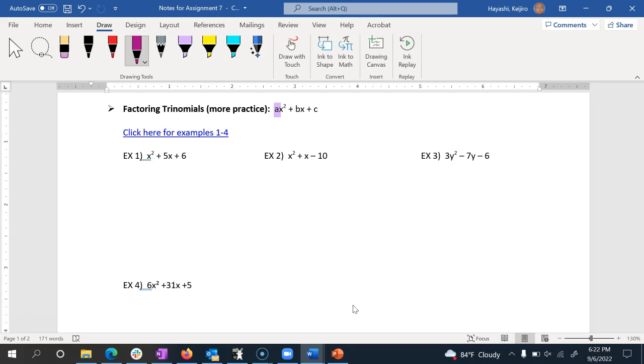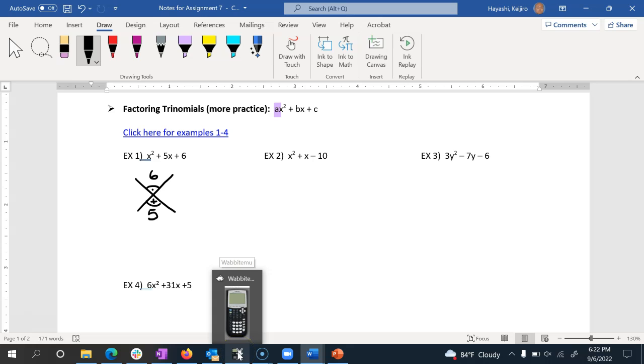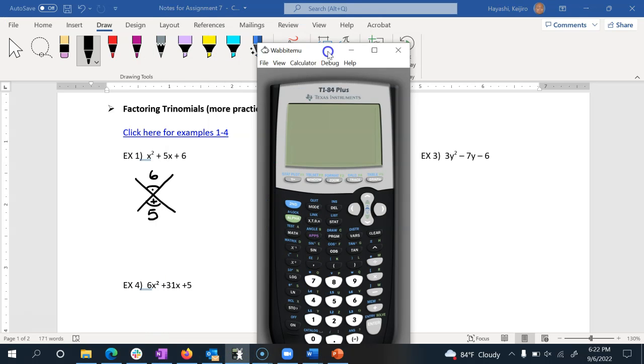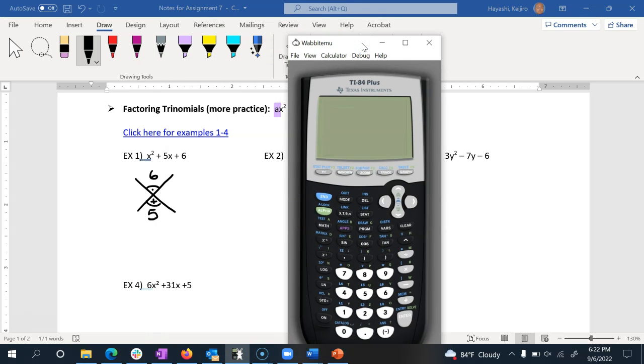And that's if your trinomial starts off with a constant or a coefficient other than 1. Okay. So here you're going to be looking for two numbers that multiply to positive 6 and add up to positive 5. What two numbers can you think of that multiply to positive 6 but add up to positive 5?